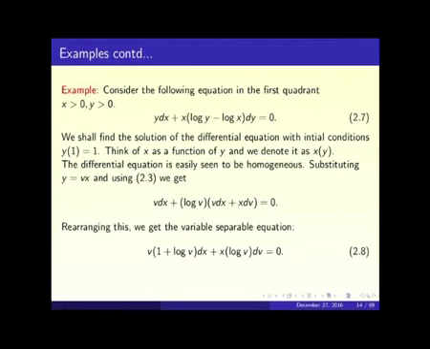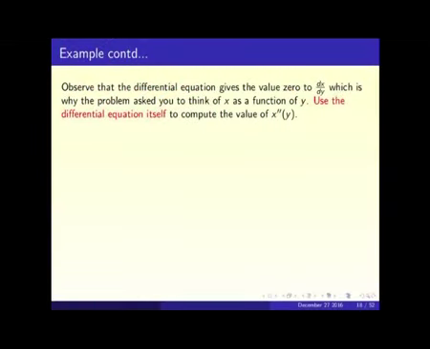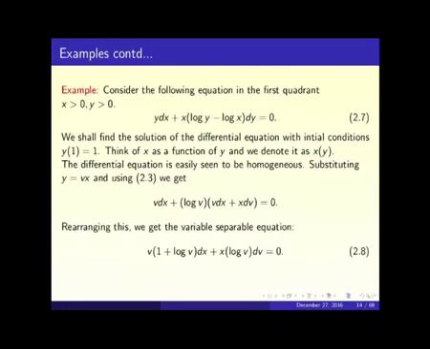So 2.10 describes the solution curve of our differential equation 2.7 passing through the point (1, 1). Well, one could stop here and say, okay, we have solved the differential equation, what more do you want? But I would like to know how to sketch this curve, how to sketch the solution curve. It's of interest to do that. So how do we do that? Well, first of all, observe that the differential equation gives the value 0 to the derivative dx upon dy.